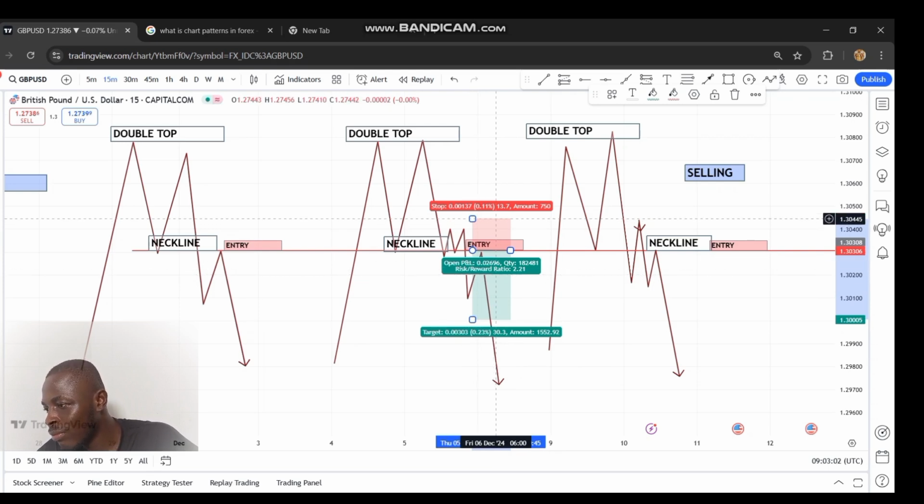You're risking 13 pips to make at least 30. This is 14 actually, 13.7, almost 14. 1:2 means we're risking $100, you make $200; risking $10, you make $20; risking $1,000, you're making $2,000. Alright, now let's get to the chart.